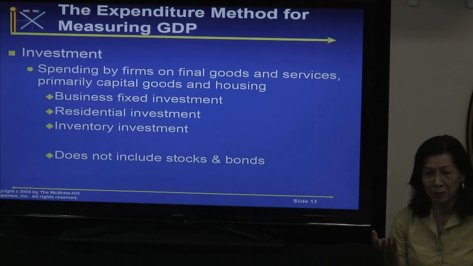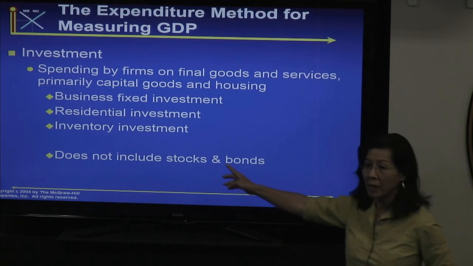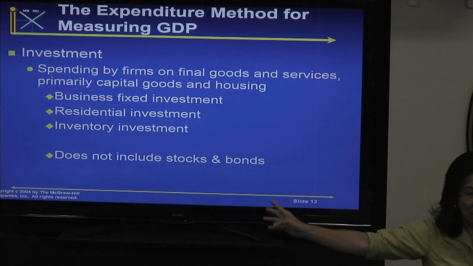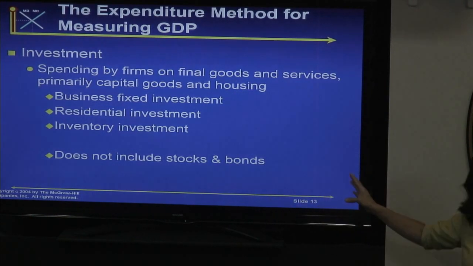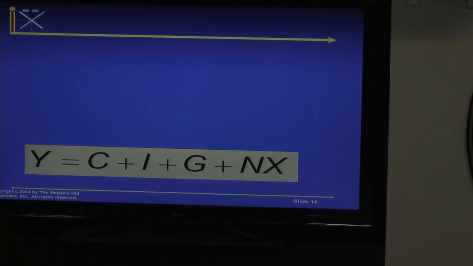There's no way we could capture it and count it towards GDP. So therefore, we don't count it. Same thing as bonds, although the price of bonds is a little bit more stable usually. So remember that. If you ask a question like that, you should know it on the test.